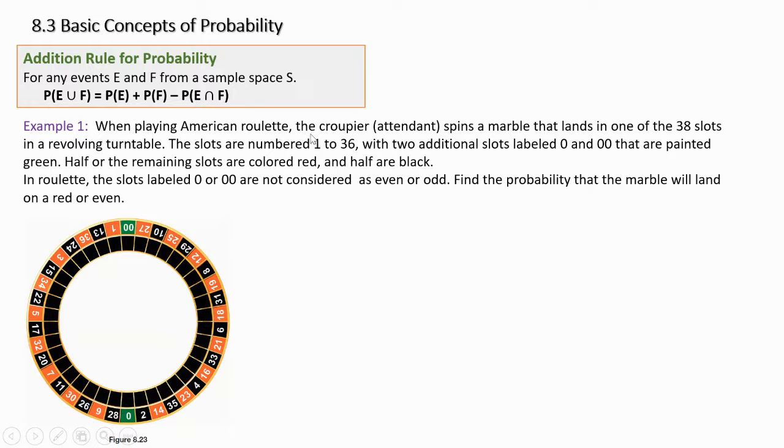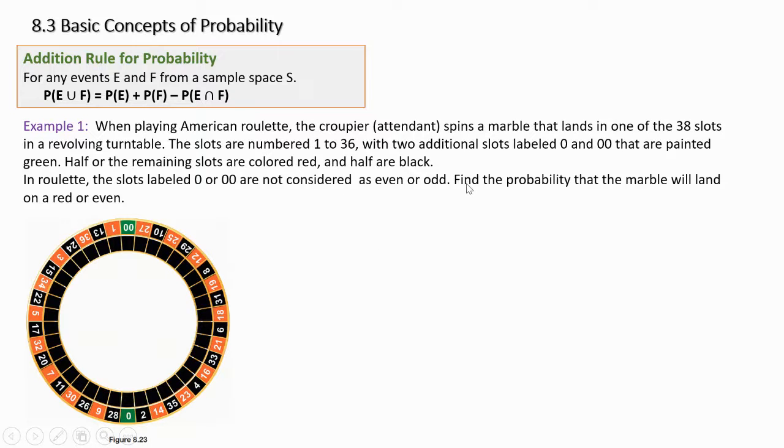It says, when playing American roulette, a croupier, who is the attendant, spins a marble that lands in one of 38 slots in a revolving turntable. The slots are numbered 1 through 36, with 2 additional slots labeled 0 and 00 that are painted green. You see, there's a 00 and there's a 0. So these 2 are the green ones. Half of the remaining slots are colored red and half are black. So in other words, there are 18 red and 18 black, and also 2 green, a total of 38. The slots labeled 0 and 00 are not considered as even or odd.